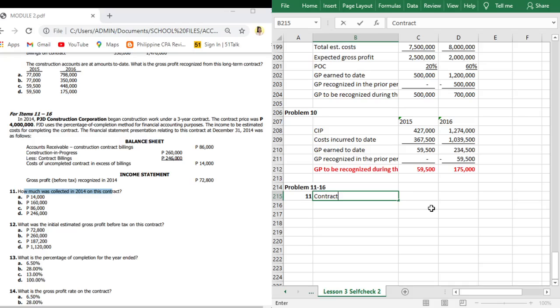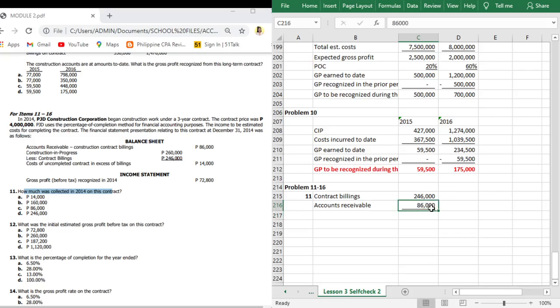Now, since the contract billings here is 246,000 and the accounts receivable balance remaining is 86,000. So, how much are our collections? For our collections, we have 246 minus 86,000, that is 160,000. Okay? That is number 11.